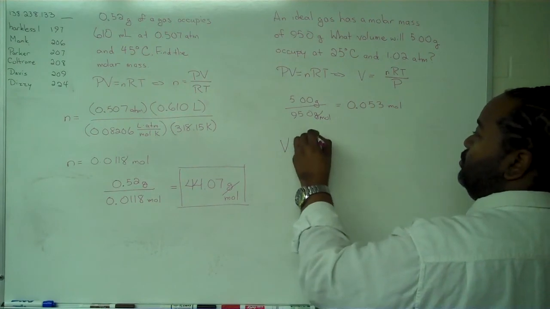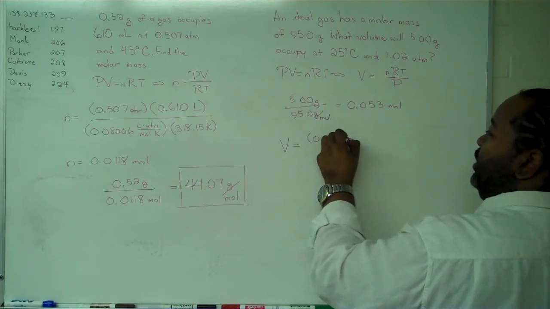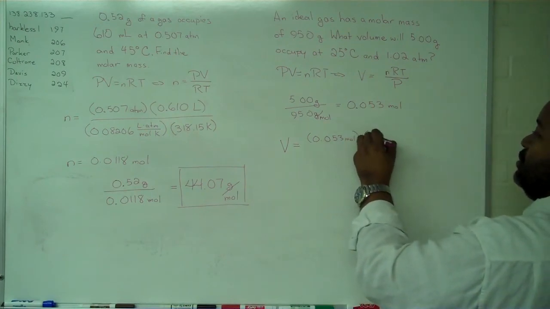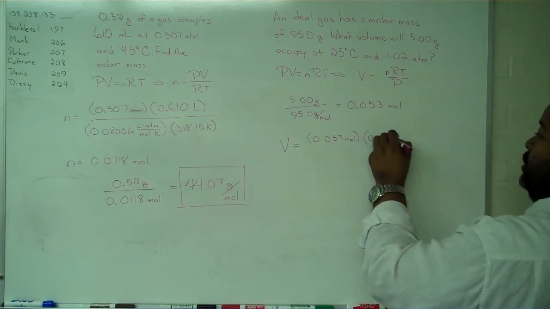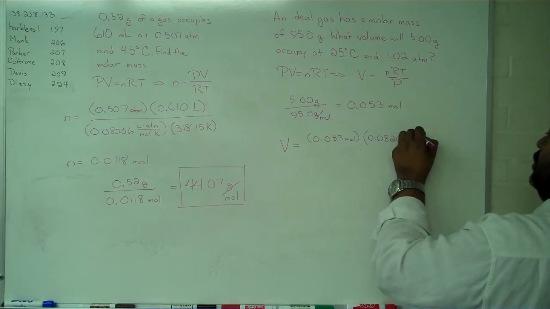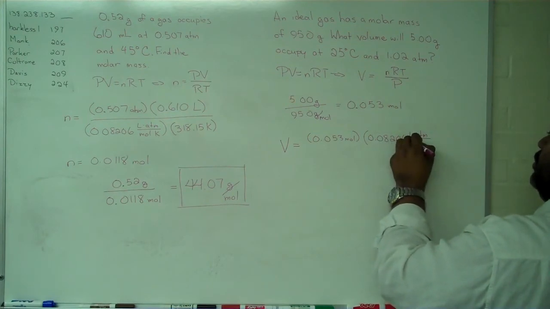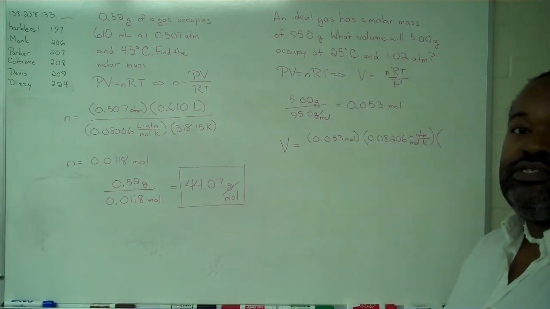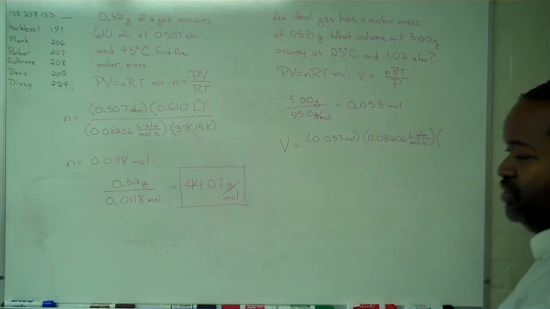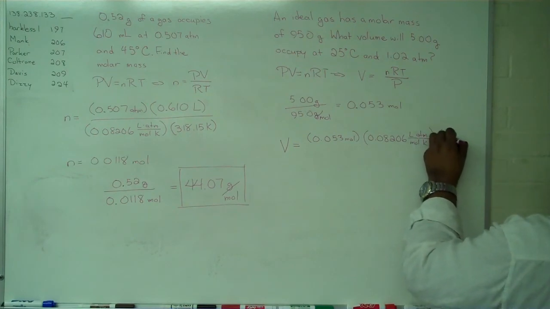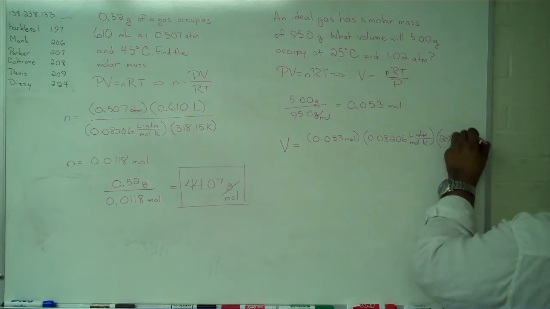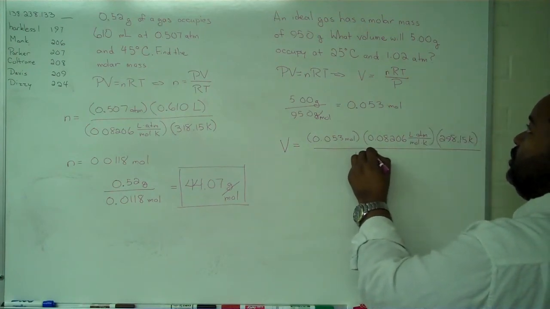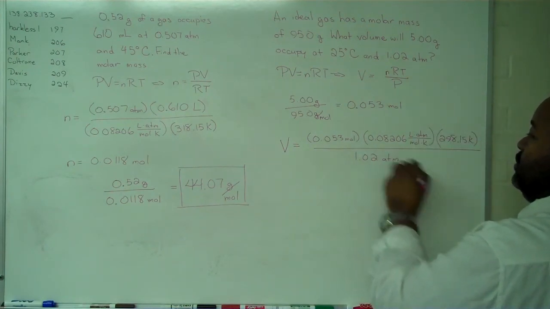So our volume, 0.053 moles, times our gas constant, 0.08206 liter atmosphere per mole Kelvin. Now we're given 25 degrees Celsius. We need that in degrees Kelvin. So that is 298.15 Kelvin. This is all divided by the pressure, which is 1.02 atmospheres.